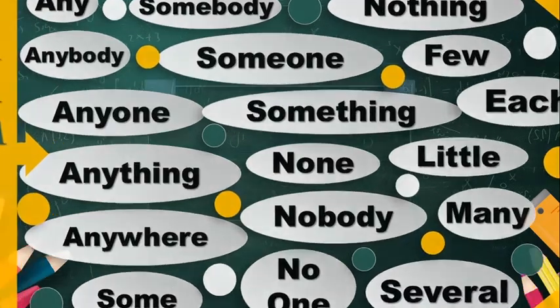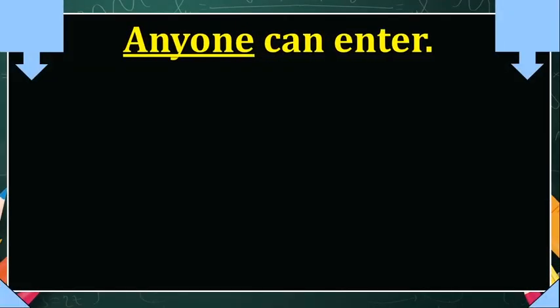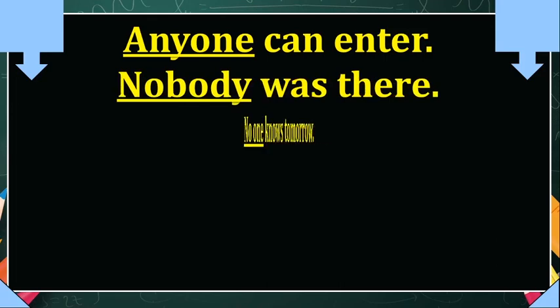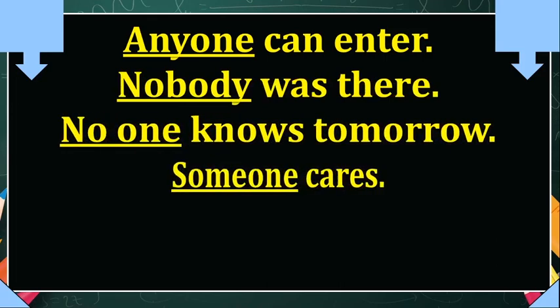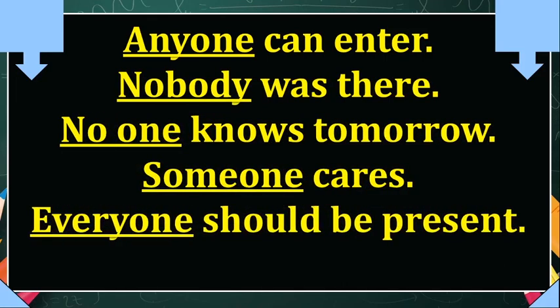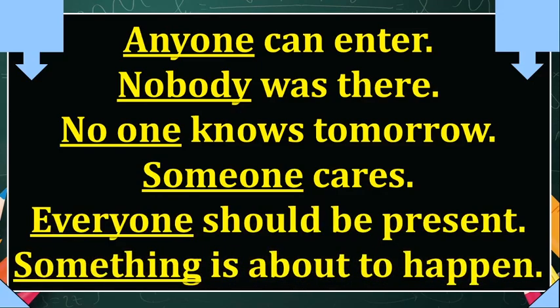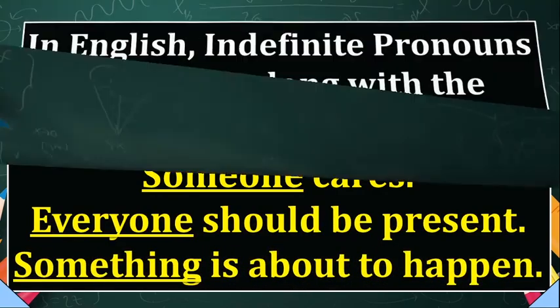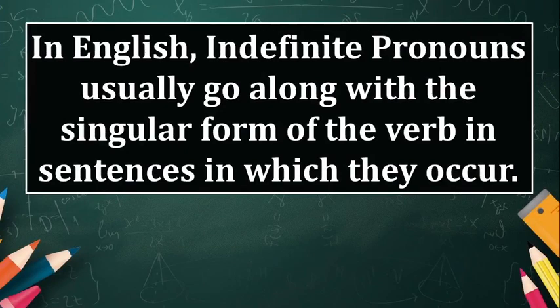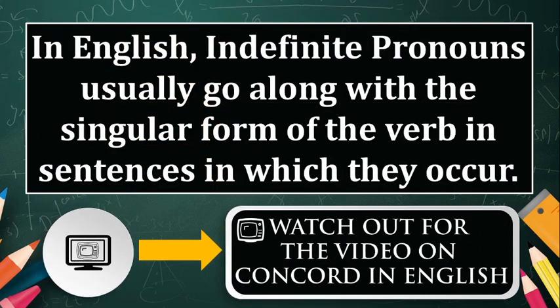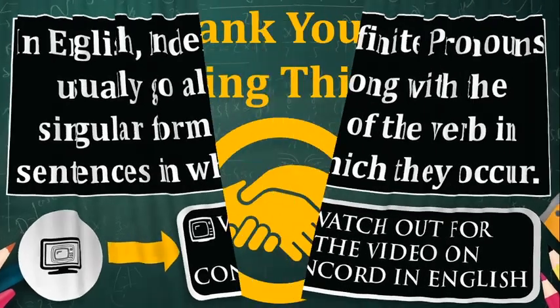Let's see some examples. Anyone can enter. Nobody was there. No one knows tomorrow. Someone cares. Everyone should be present. Something is about to happen. In English, indefinite pronouns usually go along with the singular form of the verb in the sentence in which they occur. There is a video that has been put together on Concord in English. We're going to elucidate more on this.